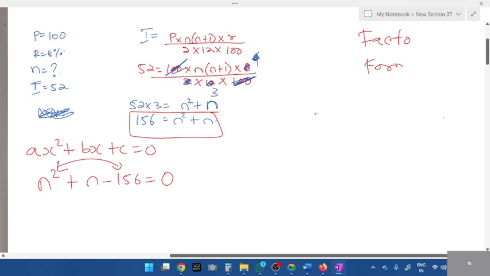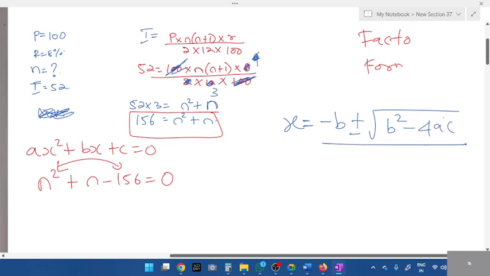So what do you do? Use the general formula. What's the value? X is equal to... Joanna, tell me this formula. Tell me properly. Minus b, b square... Correct. Very good. b square minus 4ac by 2a.